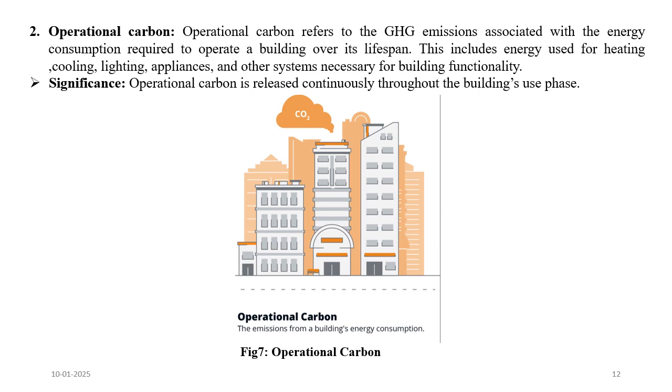And the second one is operational carbon. Operational carbon is the total greenhouse gas emission which refers to the energy consumption required to operate a building over its lifespan. It includes energy consumed for heating, cooling, lighting, etc.